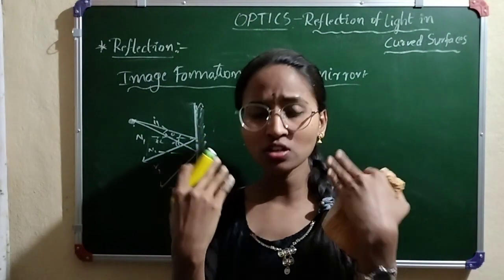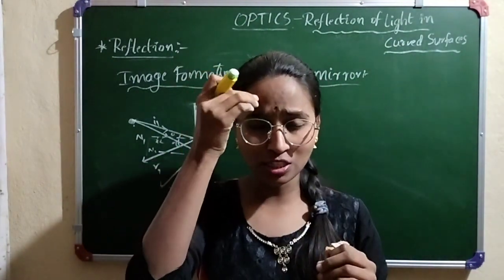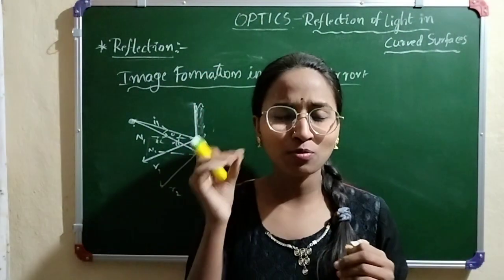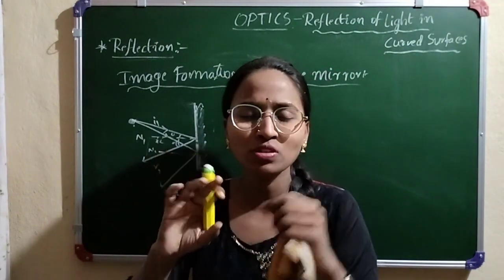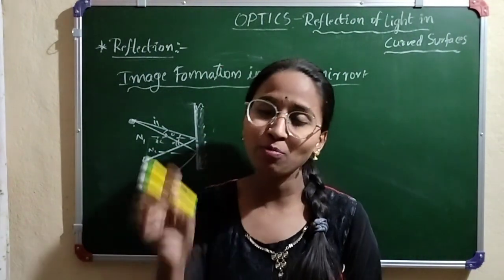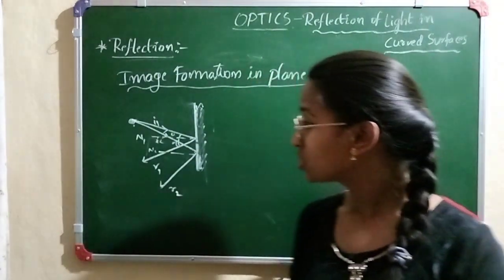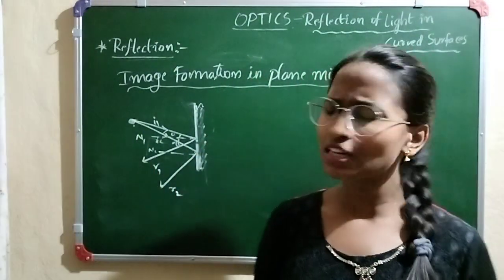Because of this reflection, each and every point of this object will form an image. Point to point, it will form an image. So here I am simply taking a single normal point.